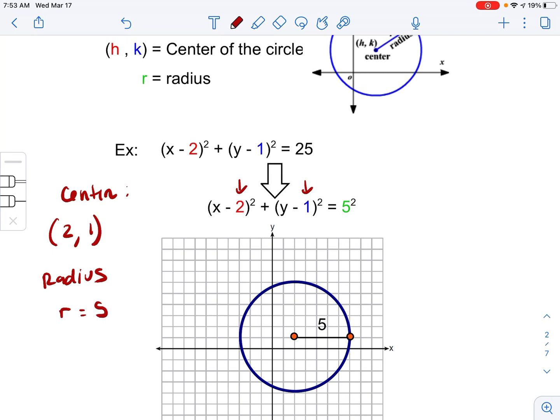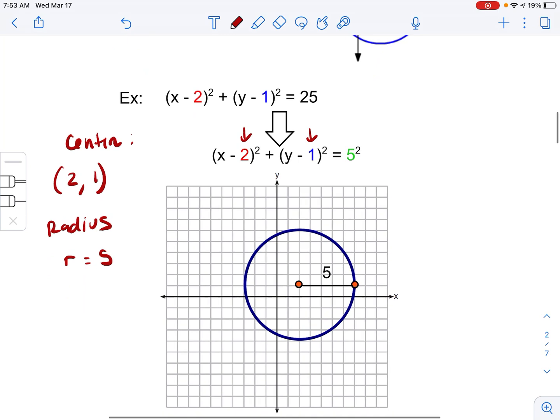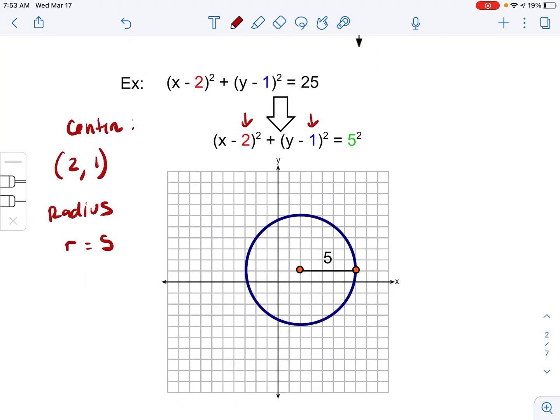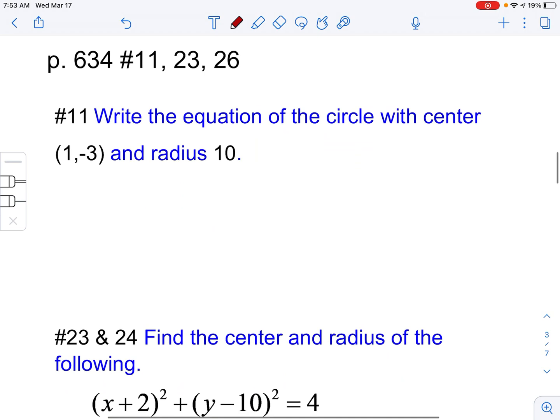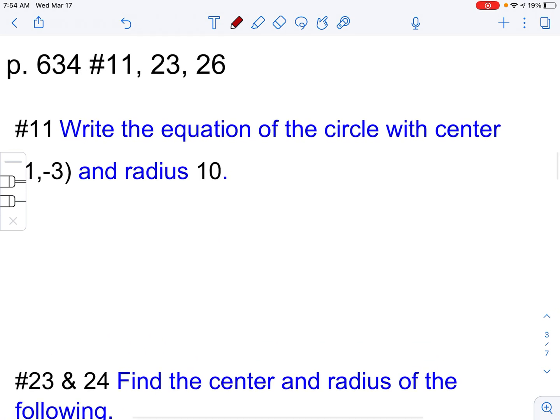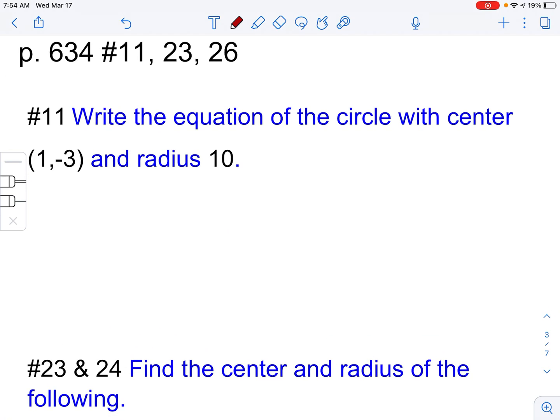Now, if that number was not a nice perfect square like 25, we would have a radical as our radius for calculating. But we don't in this particular example. So if we were to graph this, right, this is what it would look like. We have the center at 2, 1. We count out the radius, and we would have to swing that radius all the way around until we had our perfect circle.